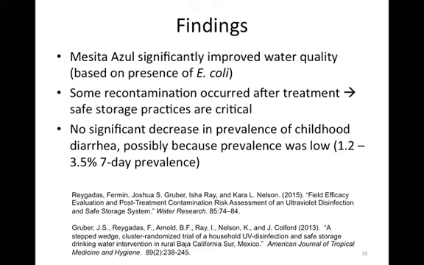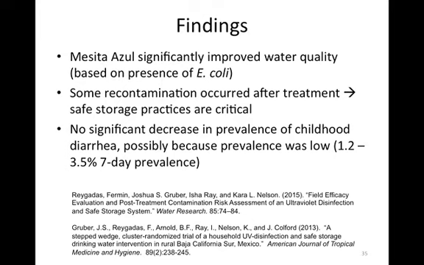We collaborated with Jack Colford's group in epidemiology to actually test whether there was an improvement in childhood health, which we measured as a decrease in childhood diarrhea. And we actually did not find a statistically significant decrease in childhood diarrhea. And we suspect that that's because the prevalence of diarrhea is actually quite low in these communities. The prevalence we measured in our study was between 1.2 and 3.5%, measured over a 7-day period.